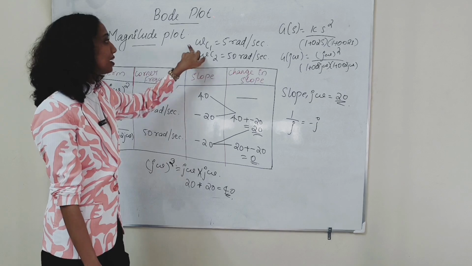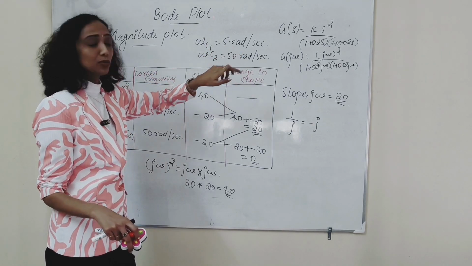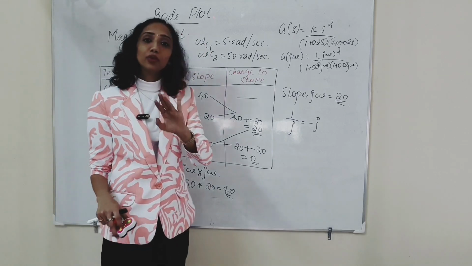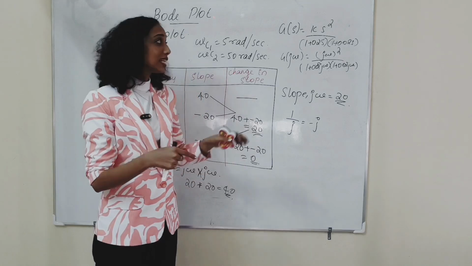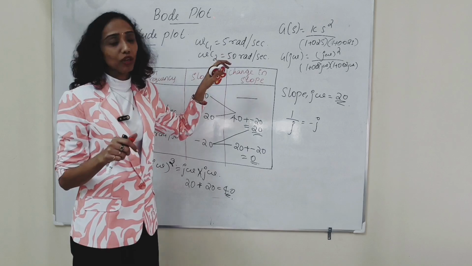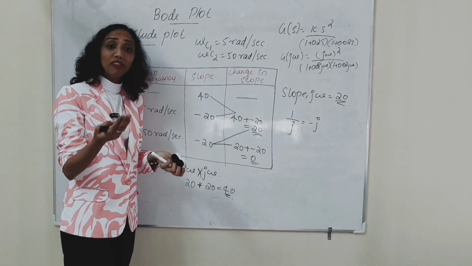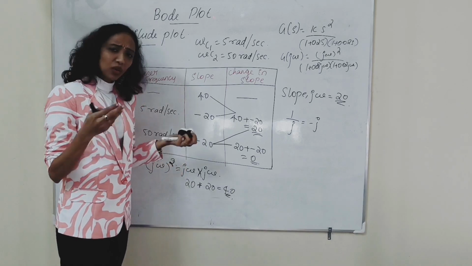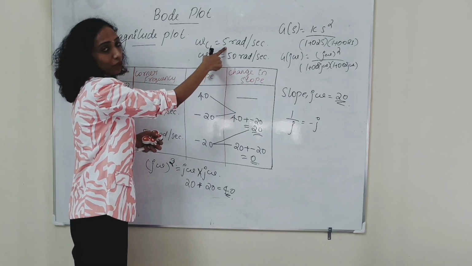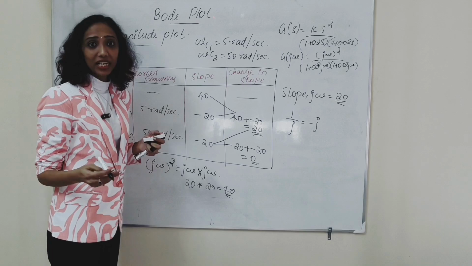First you have to take the lowest value in the corner frequency. Omega c1 is equal to 5 radians per second, which is our lowest value, and 50 radians per second is the highest corner frequency. You have to consider a value lesser than the lowest corner frequency. The lowest corner frequency is 5 radians per second, so you can choose any value lower than that.